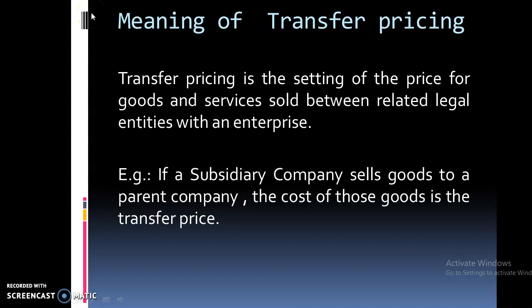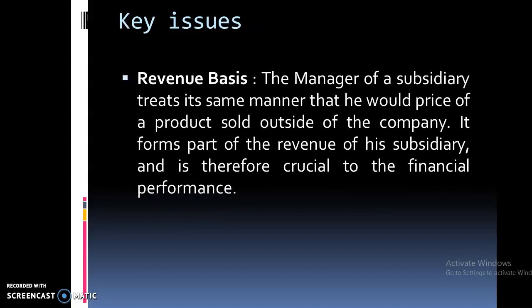When a subsidiary unit sells goods to a parent company at a rate, that rate is known as the transfer price. When one subsidiary unit sells goods to another subsidiary unit at a rate, that is also known as the transfer price. Likewise, when a parent company sells goods to a subsidiary unit, at any price, all these prices are known as transfer pricing.